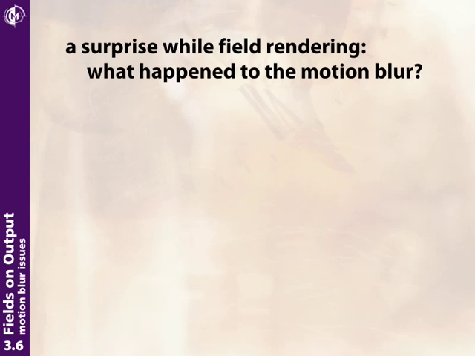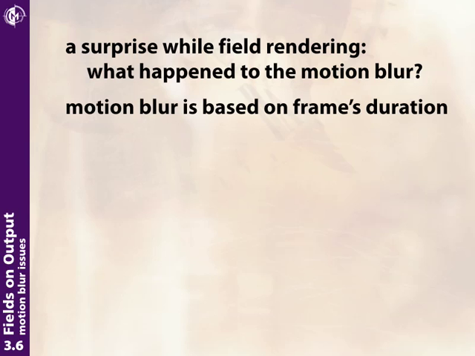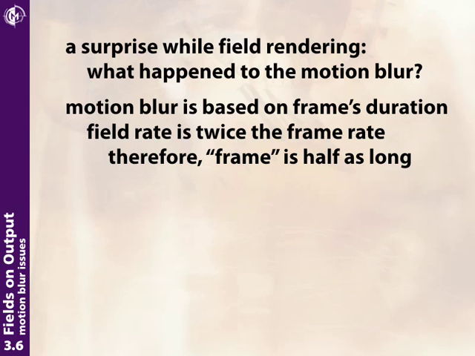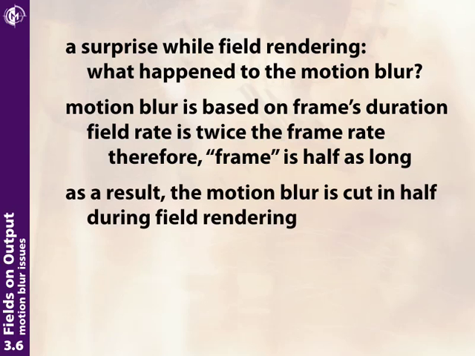Now, one issue that catches a lot of people out when they field render is what happens to the motion blur. Motion blur is based on the duration or length of the frame being rendered. When you field render, you're now rendering at effectively twice the frame rate. Therefore, the duration of a frame is half what it used to be, and now your motion blur is suddenly half as long as it was when you were previewing in After Effects. So let me show you how to proof this in After Effects so you don't get caught out.